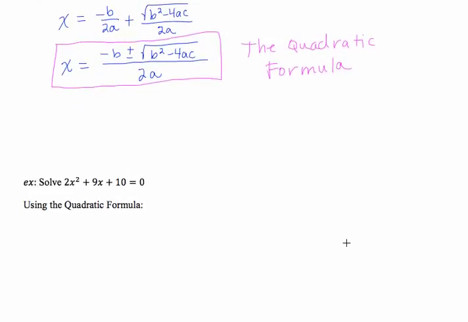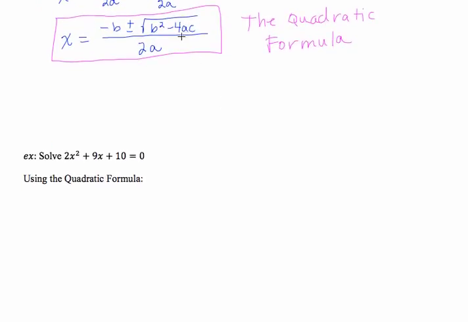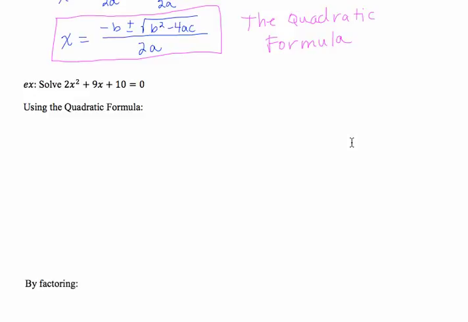Okay, so let's use it to solve this equation right here: 2x squared plus 9x plus 10 equals 0. We're going to jump straight to it using this quadratic formula. So we have x equals, and what I recommend you do is write the quadratic formula every time, and before you know it, you'll have it memorized. So it's negative b plus or minus the square root of b squared minus 4ac all over 2a.